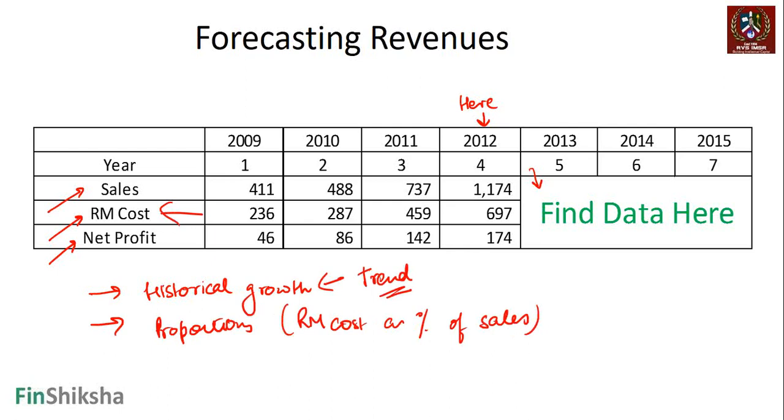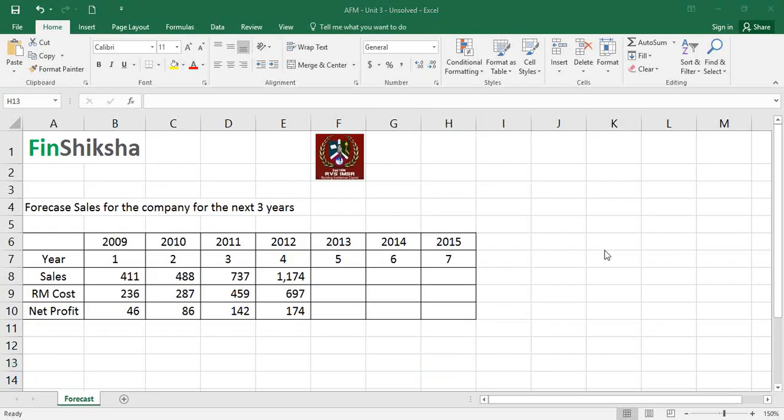So let's try and gauge, if we are given this data, what the various ways are to project or find the forecasted values in the future. For this, we'll have to go to an Excel file. That's our data replicated in an Excel file, where we have the sales data, the cost data, and the net profit data, right?